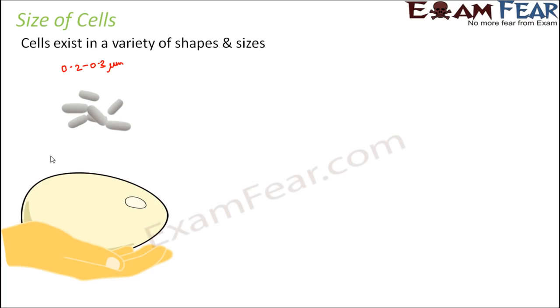And why is it so big? It is so big due to the accumulation of the food deposits and nutrients which are needed for the growing embryo. So this is a very large cell. So you just see the variation in size. It can be as small as this. It can be as big as this as well.